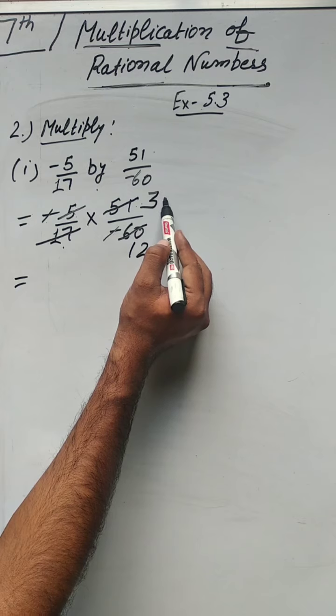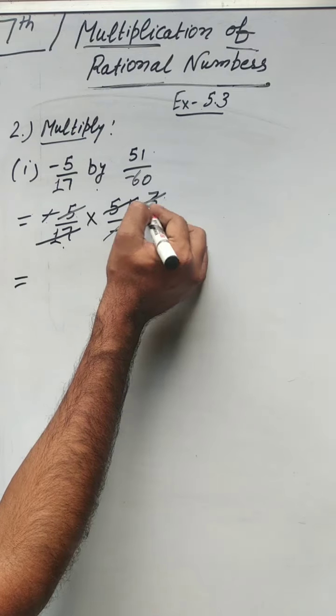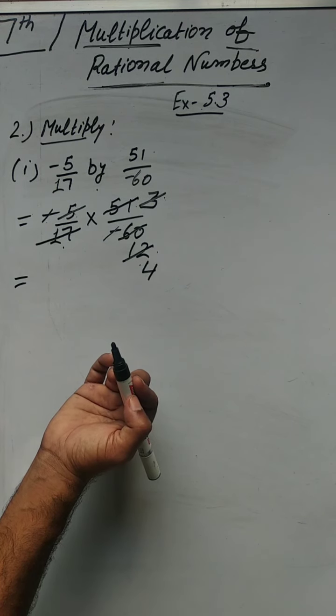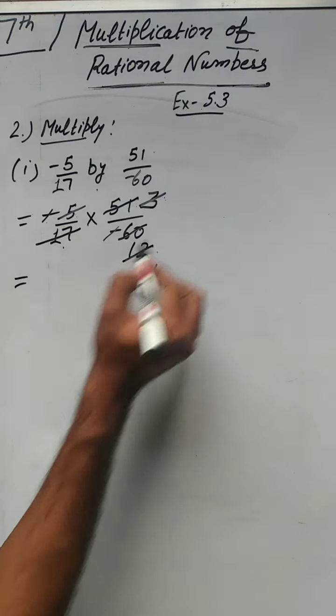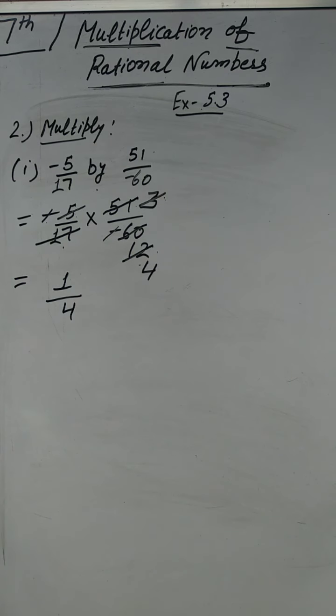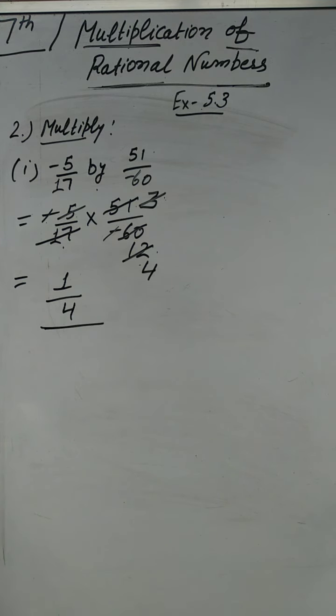But again beta look, 3 upon 12. 12 is also in the table of 3. 3 fours are 12. So it is cancelled with 4. So what is left here? Only 1 upon 4. That is your answer. Clear beta? Understood? If anything is common between the numerator and denominator of the rational numbers, then you have to cancel it. It means you have to express your final answer in the lowest form.